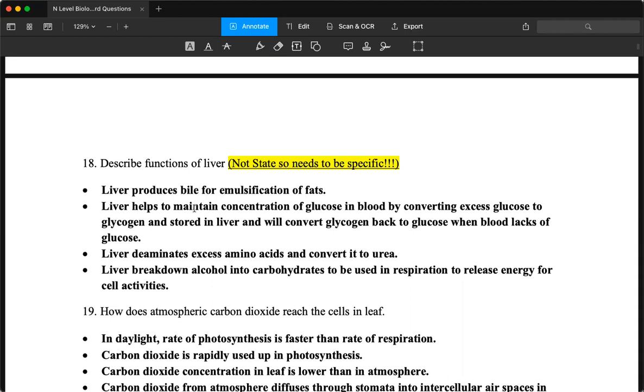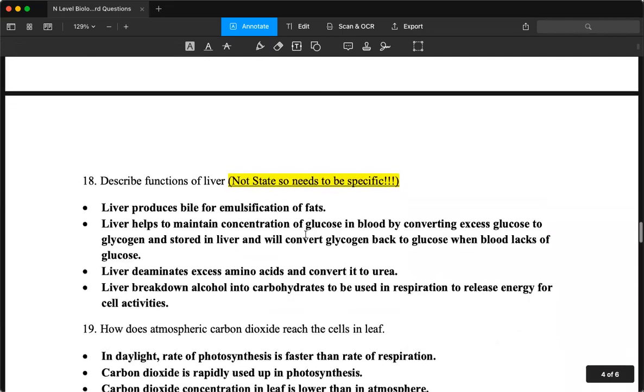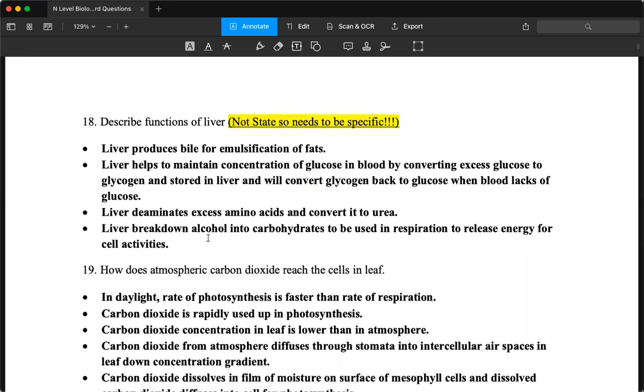Number 2, liver helps to maintain the concentration of glucose in the blood by converting excess glucose to glycogen and stored in liver, and will convert it back to glucose when the blood lacks glucose. Number 3, liver deaminates excess amino acids, converting it to urea. Very important, must say this, deaminates excess amino acids. And number 4, liver breaks down the alcohol into carbohydrates used in respiration to release energy for cellular activities.